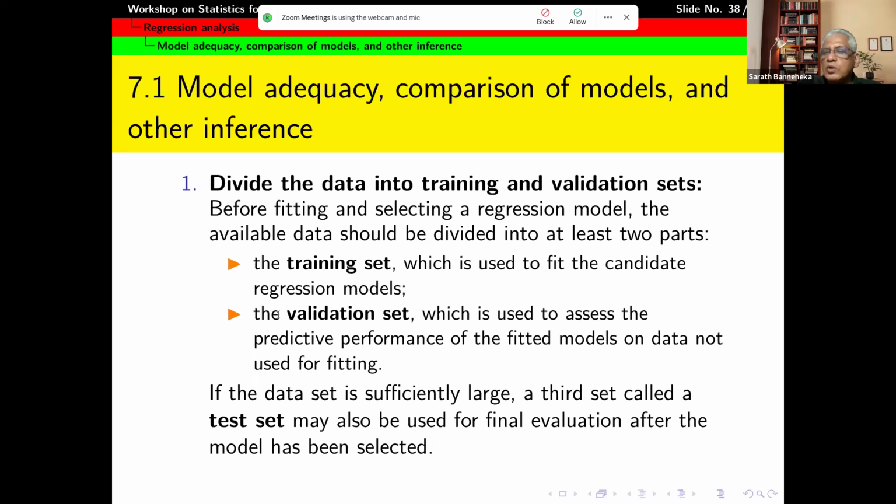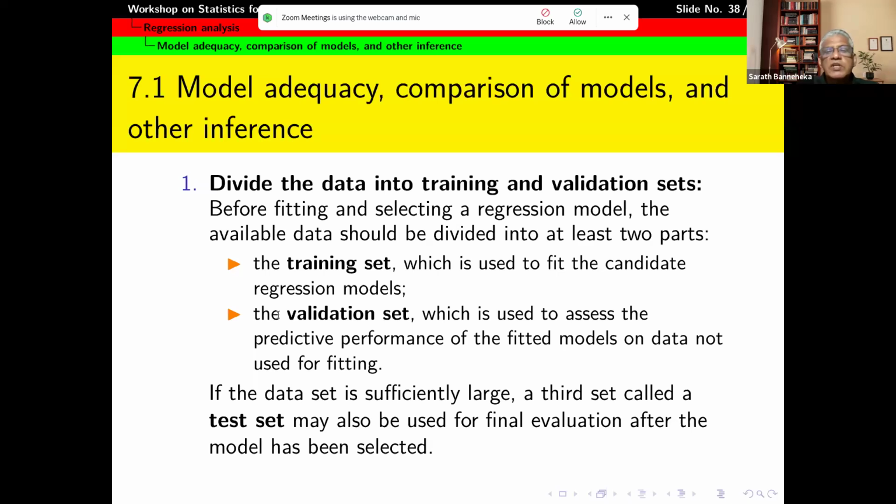So don't use all the observations that you have to fit the model. For that, we also need a reasonably large data set, because in order to fit the model you need enough data, and then to validate you also need some observations, not as many as for fitting the model, but at least some reasonable number of observations, right? So divide the data into training and validation sets before fitting and selecting a regression model.